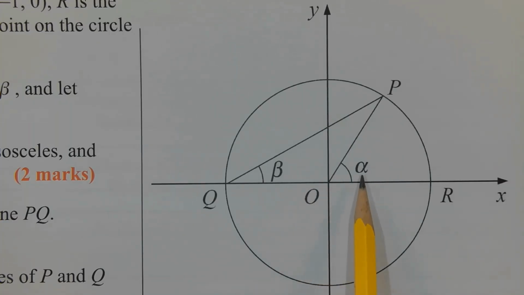And the exterior angle of a triangle is equal to the sum of the opposite interior angles. So that's the sum of this angle here and this angle here. So they're both equal to beta, and that makes alpha equal to 2 beta.